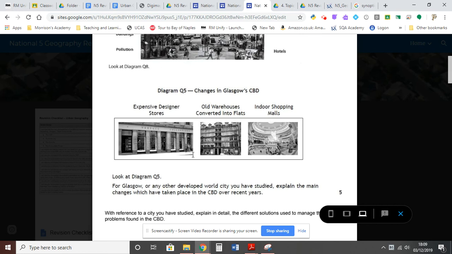So I've given you a list of about 7 changes. You want to maybe review them, note them all down. And the key thing in this answer was I actually referred to specific examples, and one of your 5 marks will always come from referring to a specific named example from a city you've studied.